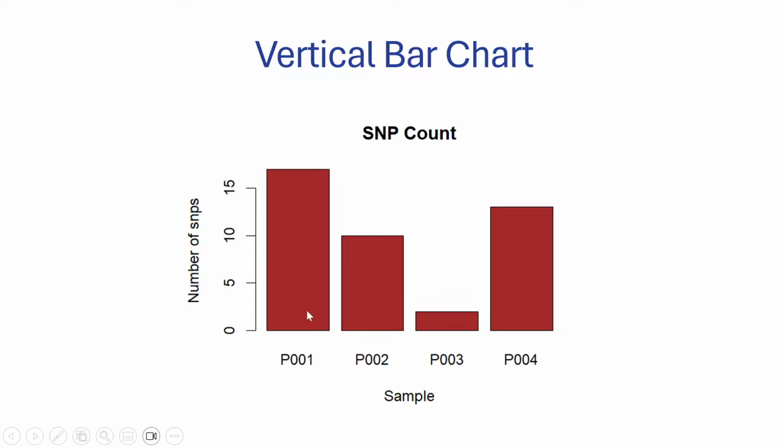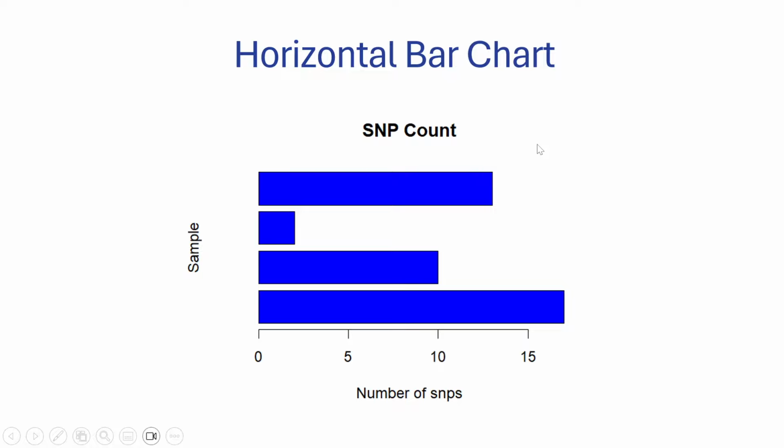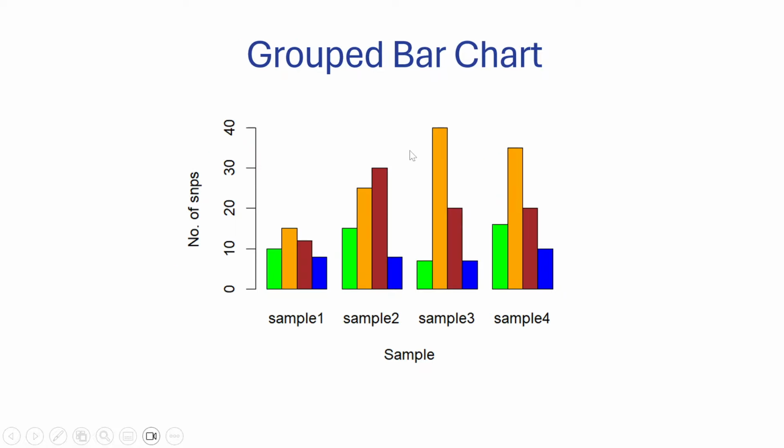We'll generate something like this. And then we're also going to add data labels like this here. I will show you how to generate horizontal bar charts like this, as well as stacked bar charts and then group bar charts. So these are the things we are going to do here. All right, so let's proceed.